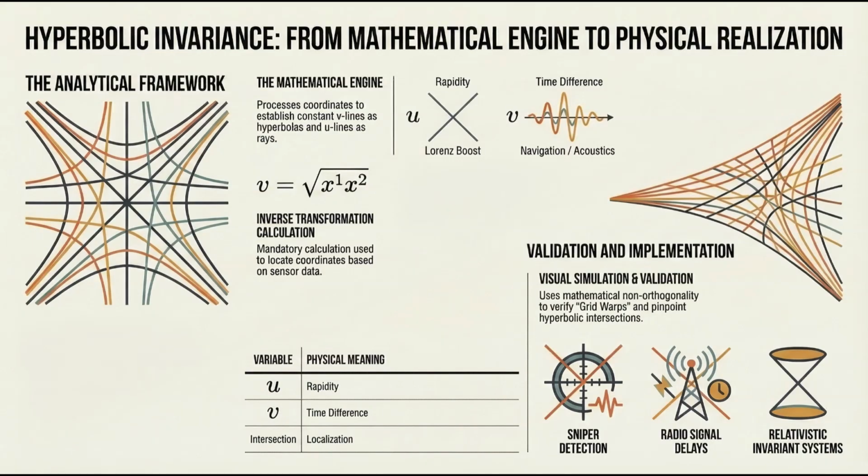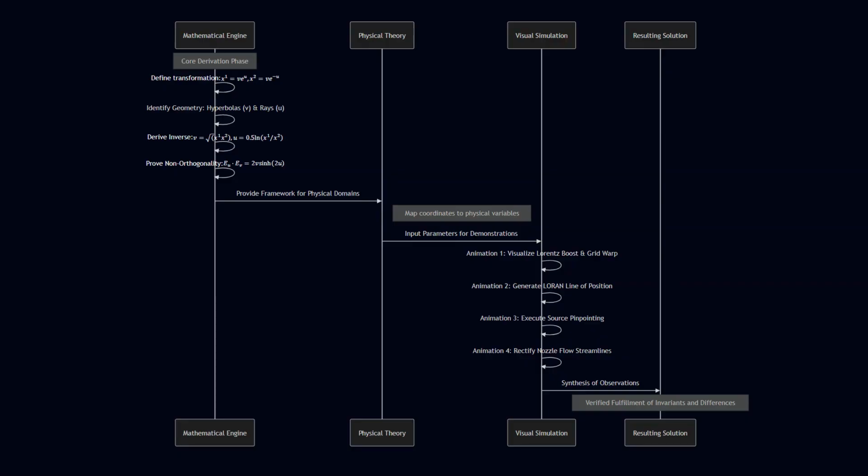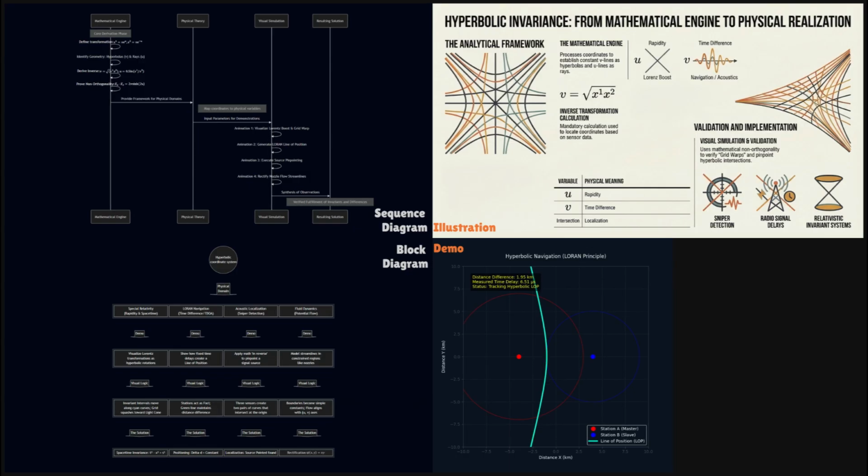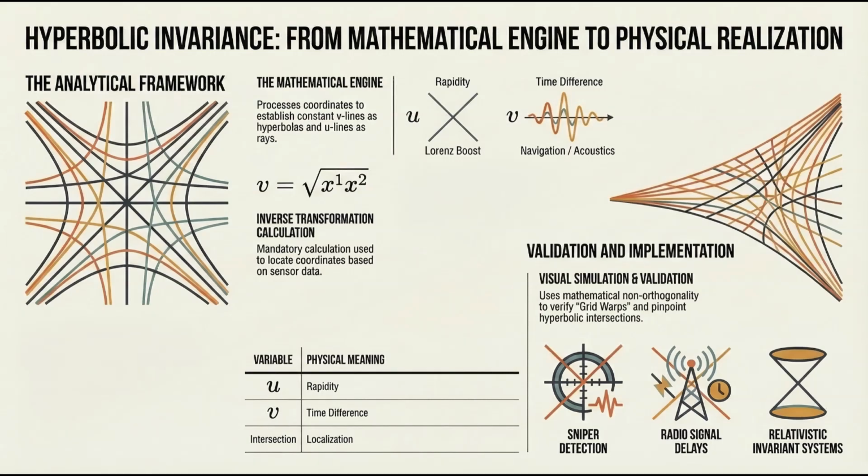The logic block, the derivation's proof that the coordinate grid is not composed of standard right angles, provides the visual logic for the simulations. This explains why, in certain demonstrations, the grid appears to warp or squash toward a specific limit. It also provides the specific mechanism used to pinpoint where two curved paths cross to find a location.